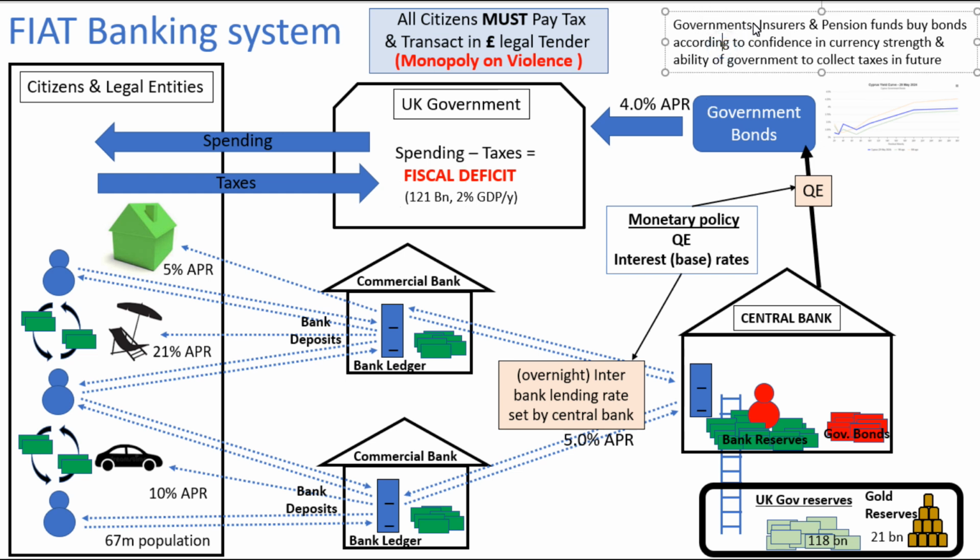There's always other governments who want foreign exchange reserves, insurers and pension funds who want to buy bonds because they want to get that interest, and they have confidence that they'll get all their money back when the bonds expire, because they have confidence in the government being able to collect taxes in the future. Now, according to the economic prospects of the country in the future and confidence in its ability to raise taxes in the future, the government can offer higher or lower interest on the gilts or government bonds that it issues.